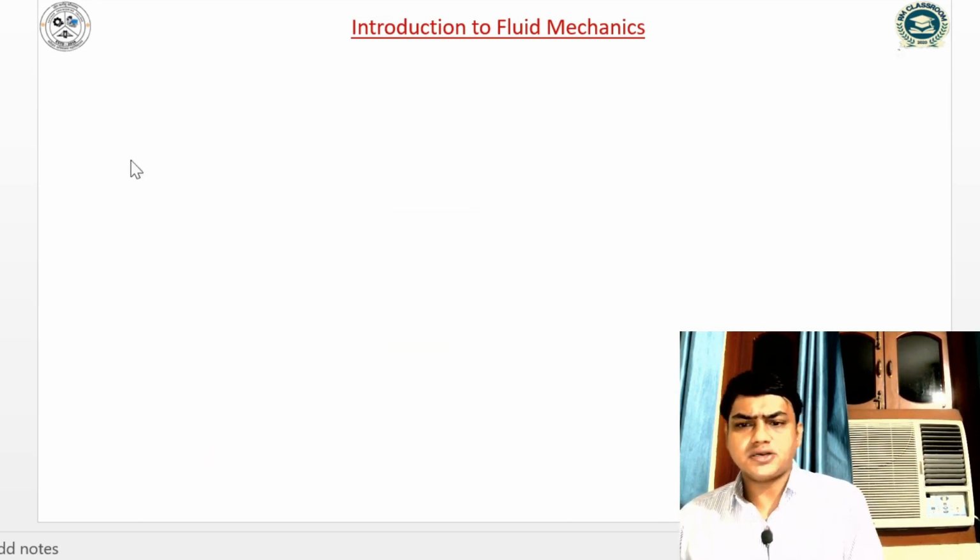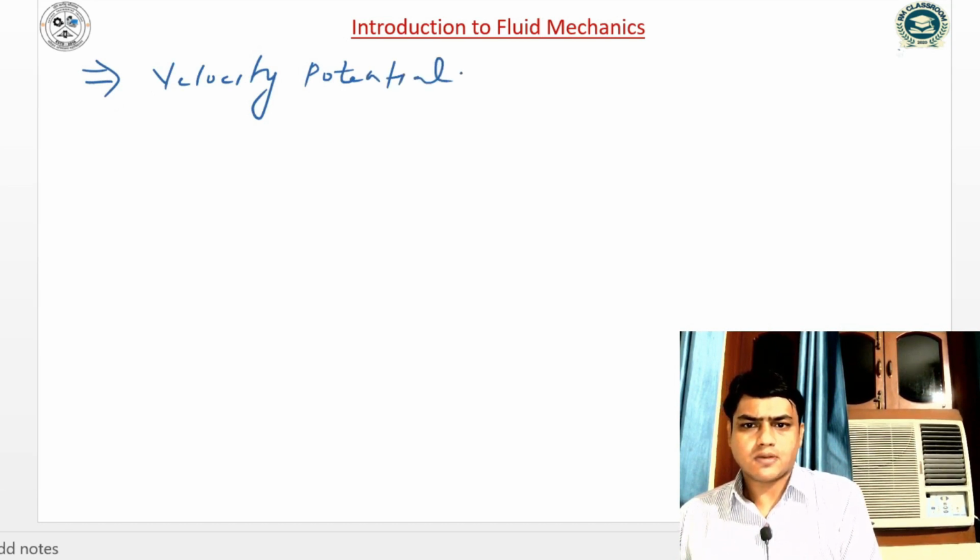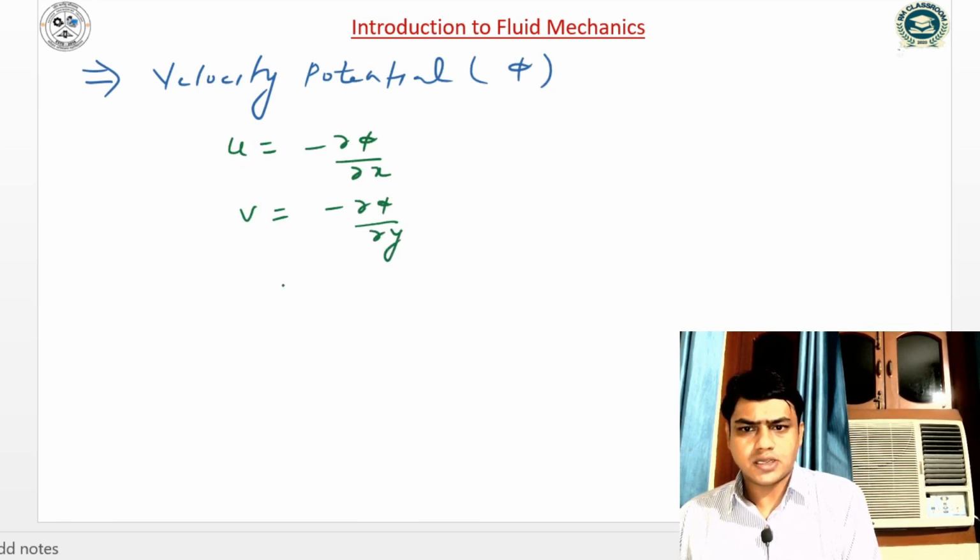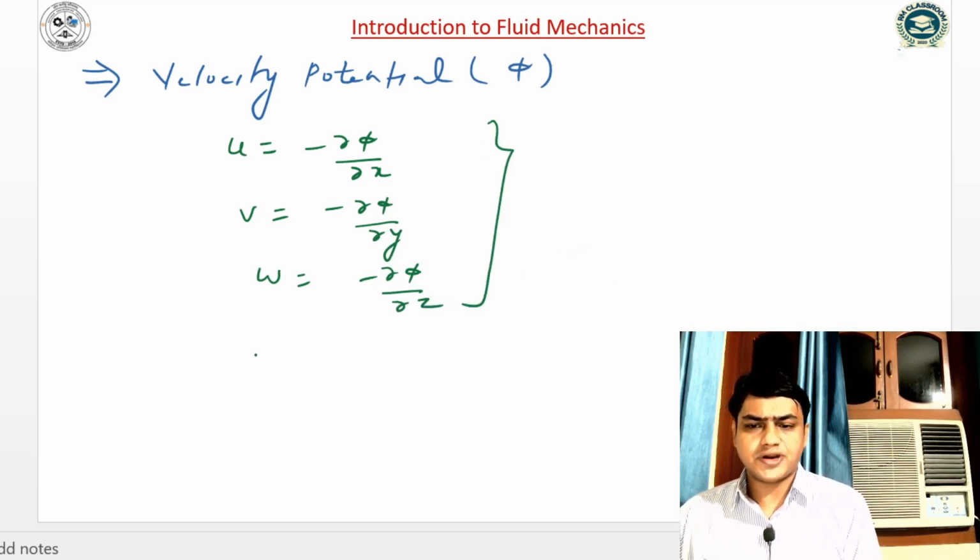After that I have discussed the velocity potential phi. For velocity potential, I have written that u is equal to minus del phi by del x, v is equal to minus del phi by del y, and w is equal to minus del phi by del z. So these are the u, v, w components.